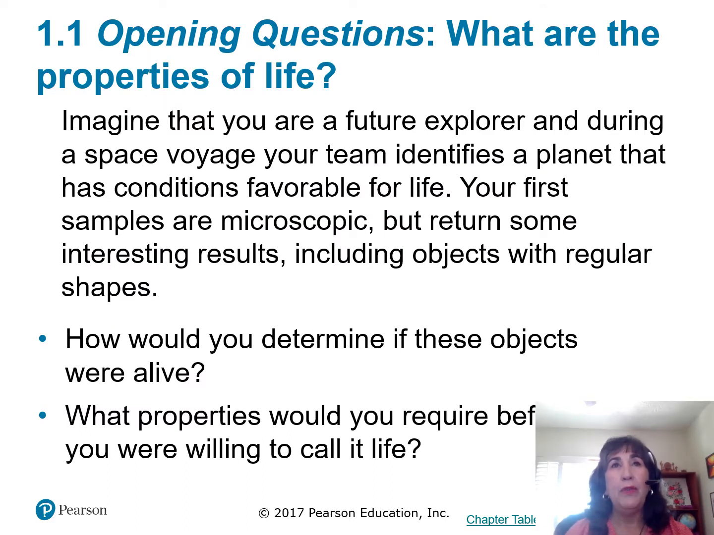The opening question for this chapter is, imagine that you're a future explorer, and during a space voyage, your team identifies a planet that has conditions favorable for life. Your first samples are microscopic, but you return some interesting results, including objects with regular shapes. So then the questions are, what determines if these objects are alive, and what properties will you use to say that they are living?